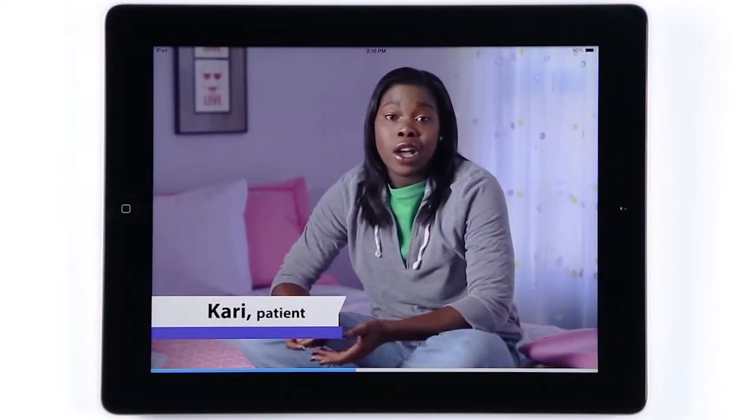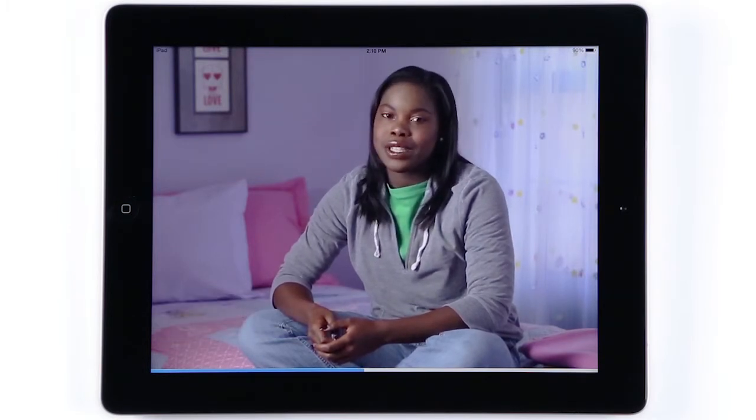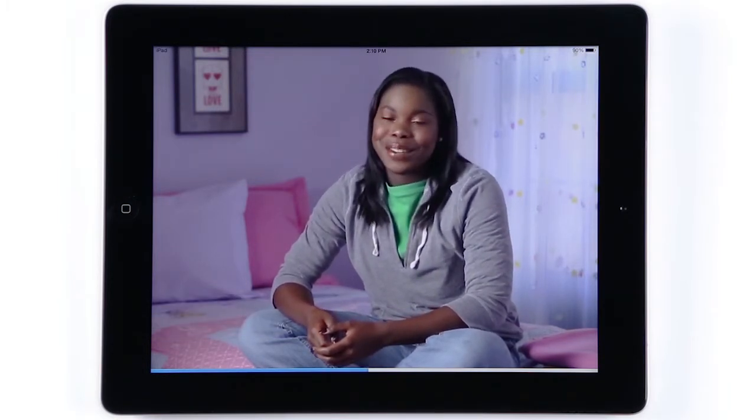I was worried about how long I'd be in the hospital. And when I told the doctor, he talked to me more about my two choices. I felt better after I talked to him.